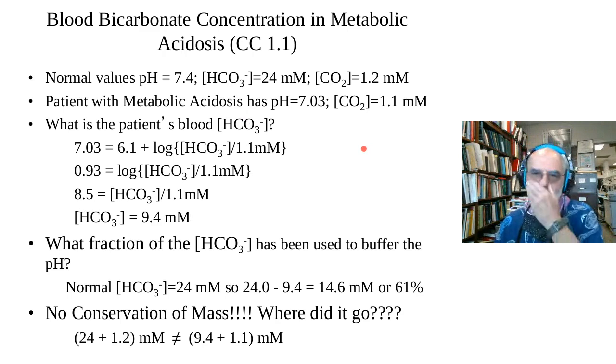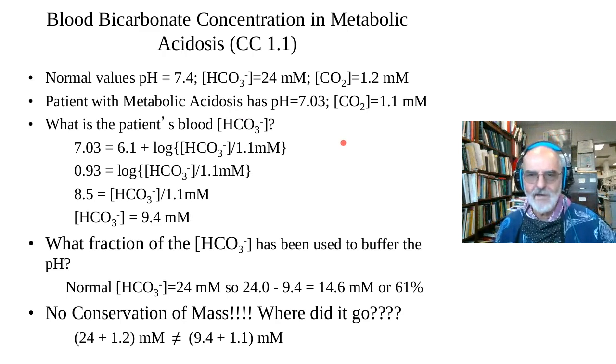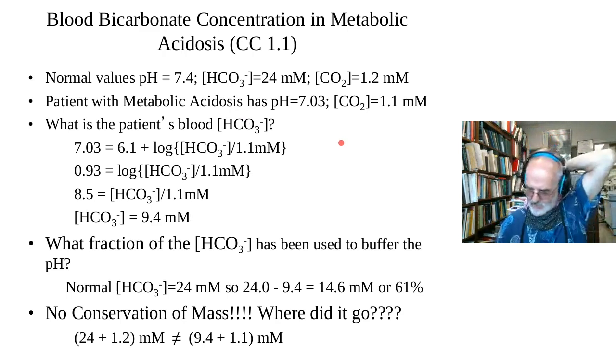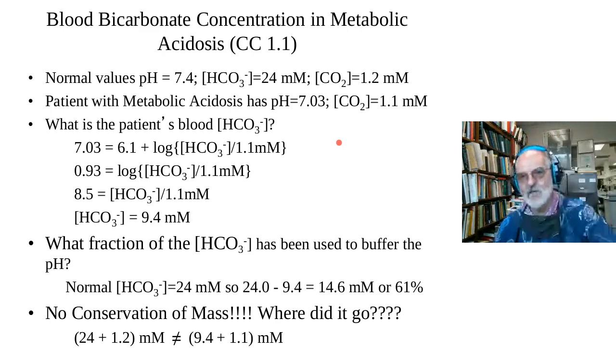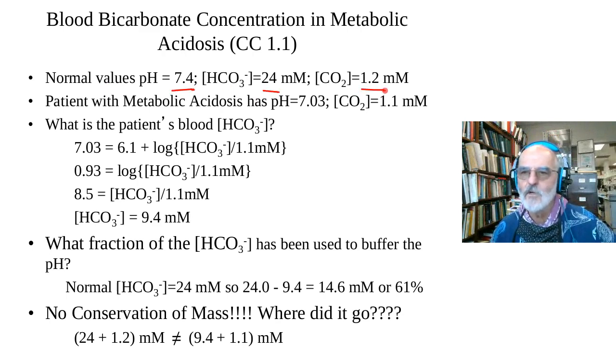Okay, so let's do a problem with normal conditions. All right, and normally in the PowerPoint, if you're looking at the PowerPoint, it is set up to have animation to feed this in. Okay, so normal values are 7.4, 24 millimolar bicarb, 1.2 millimolar CO2.